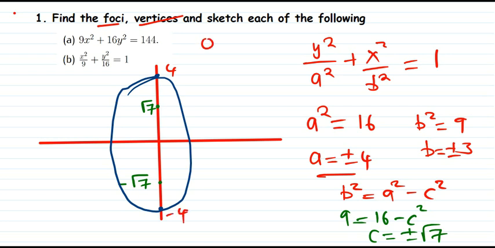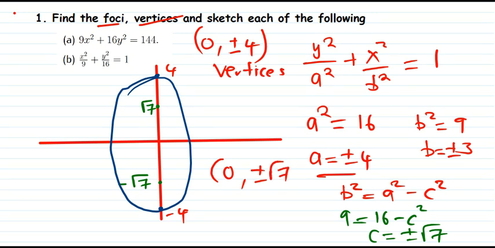So we have 0 plus or minus 4 for our vertices, and then for the foci we have 0 comma plus or minus root of 7, and then of course for the minor axis, the vertices there, we're going to have negative 3 and positive 3.